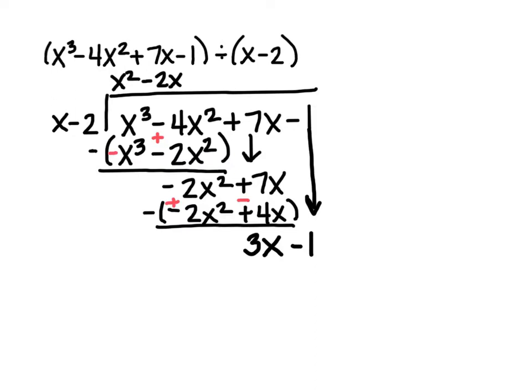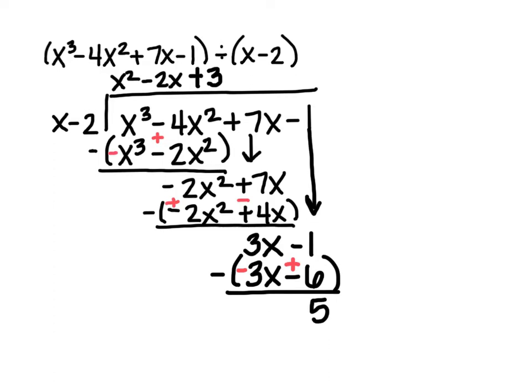The next thing I want to ask myself is what number times x is going to give me 3x? That's going to be a positive 3, and I'm going to multiply. 3 times x gives me 3x. 3 times negative 2 gives me negative 6. I'm going to put that in parentheses and my minus sign out front. I'm going to change my signs one last time, and I'm going to add straight down. 3x minus 3x cancel out. Negative 1 plus 6 is going to give me a positive 5.